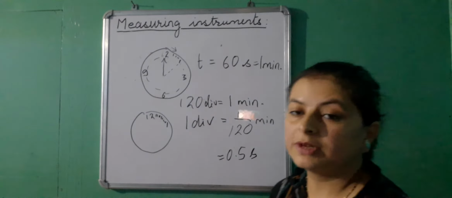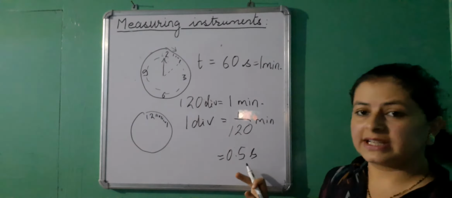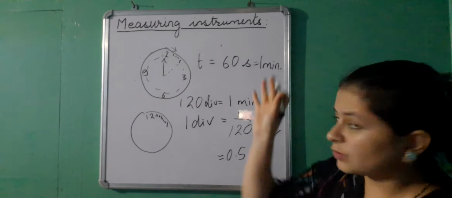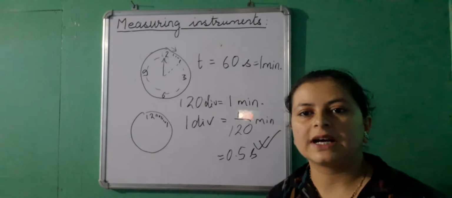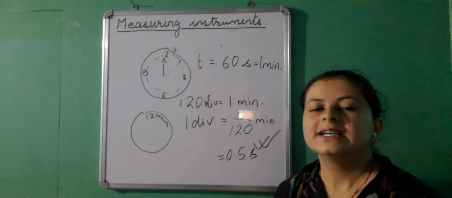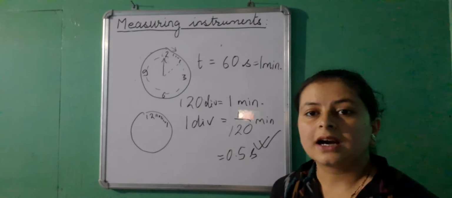Okay, so a common clock that we use in our day-to-day life can be accurate up to 0.5 second, not less than that. Okay, so this clock compared to the previous one whose least count was 1 second happens to be the more precise and accurate clock because its least count is smaller. That is about least count of a clock.